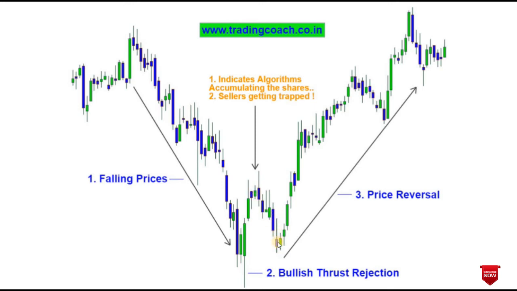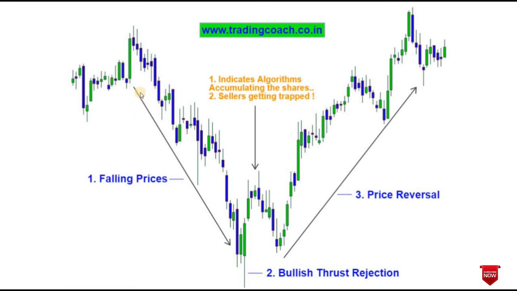And right after this retest, once this particular retest becomes successful, all the sellers will become trapped. The sellers who entered into the position late, all those uninformed sellers and retail sellers, will get trapped in the market. And right after that, quickly the prices will change the direction. You will see a quick price reversal. So you will see a rejection, you will see a retest. Right after the retest, the prices will quickly change the direction. So this is the anatomy of the bullish thrust rejection pattern. This is the logic behind the bullish thrust rejection.